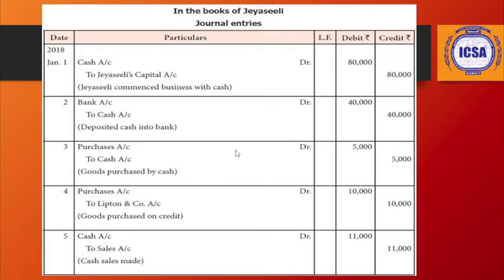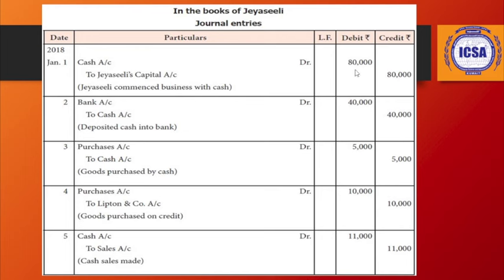So now we will go back to this slide. What is the main thing to be written first? That will be the name of the business, in the books of ICSA. So there will be the business name first, then the title of the book of prime entry, that is journal, and again the format: date, particulars, ledger folio column, then debit and credit. Here we can see the first journal entry: ICSA commenced business with cash. She has started her business with an investment of capital in the form of cash.